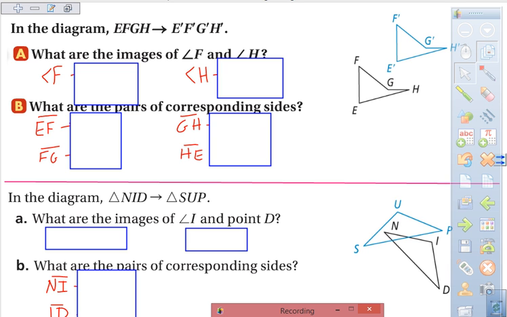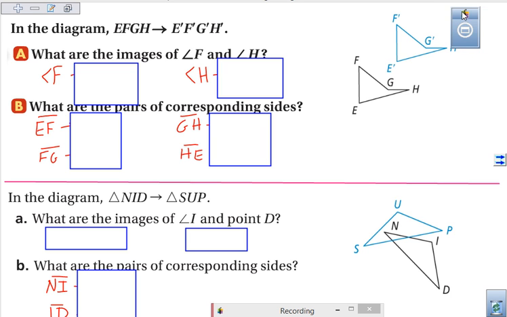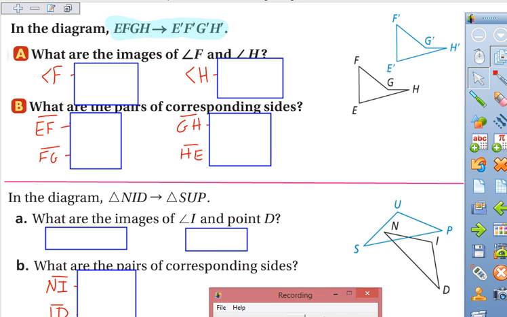Please turn the page. In the diagram, EFGH is mapped onto E prime, F prime, G prime, and H prime. That statement is very helpful to us. That helps us pick out the orientation, figure out which matches and which points are reflections of each other, or images and pre-images. So looking at question A, what are the images of F and H?